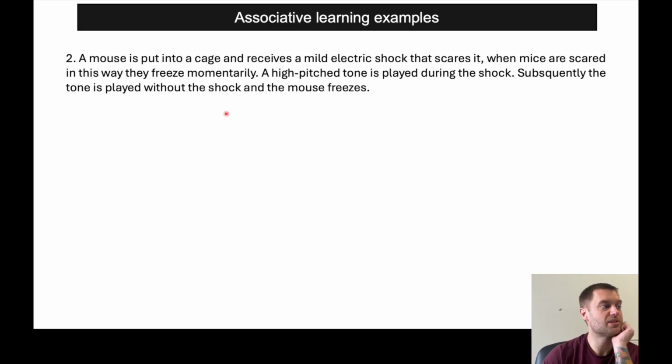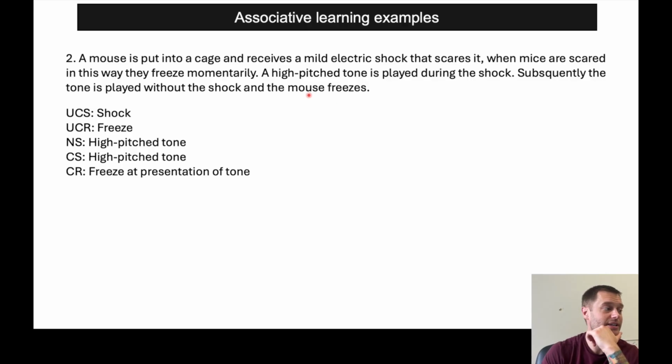A mouse is put into a cage and receives a mild electric shock that scares it. When mice are scared in this way, they freeze momentarily. A high-pitched tone is played during the shock. Subsequently, the tone is played without the shock and the mouse freezes. So see if you can figure out what all the various components are. I'll give you like 5 seconds to pause it.